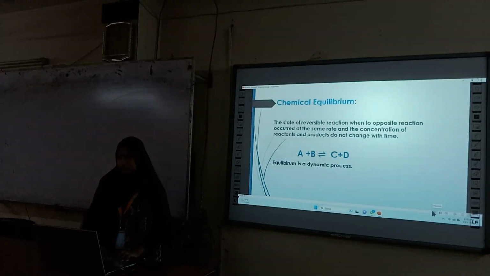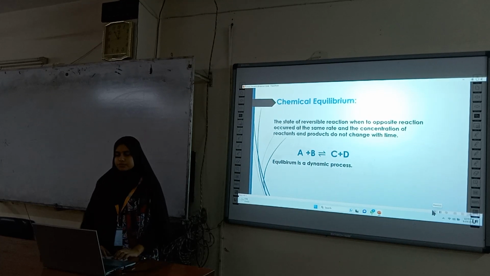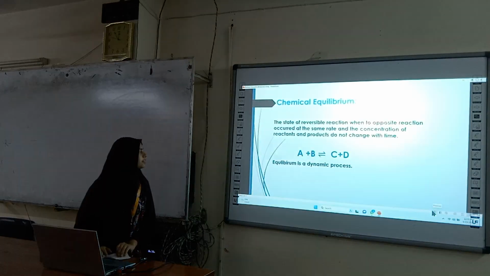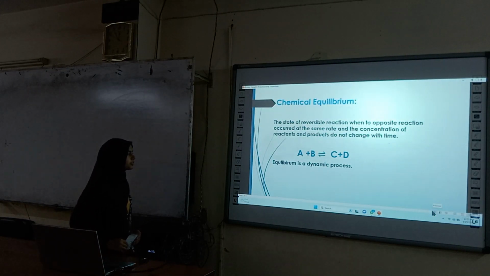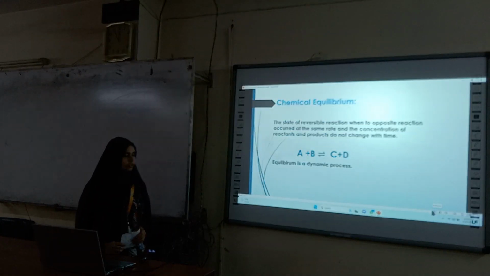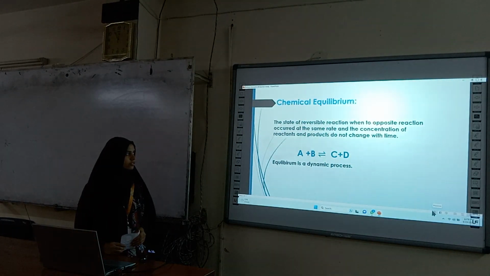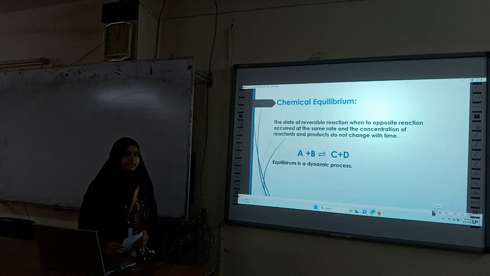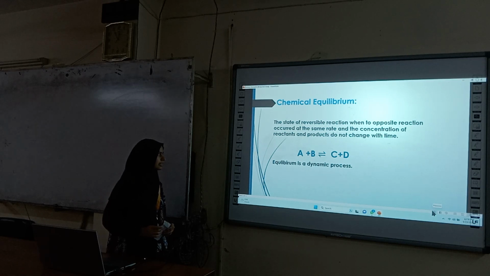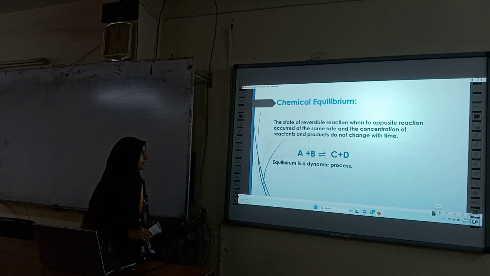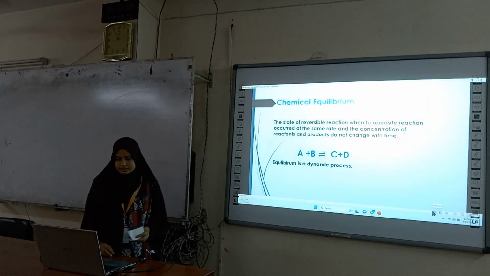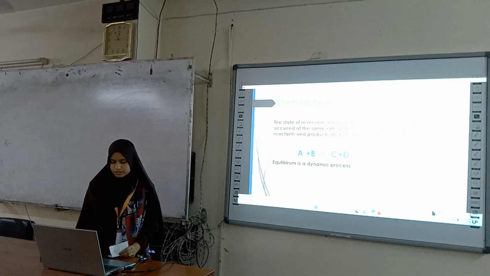If you want to know the chemical equilibrium constant, first of all we have to know what chemical equilibrium is. From this slide, we can see that in a reversible reaction, when two opposite reactions occur at the same rate and the concentrations of reactants and products do not change with time, it is chemical equilibrium. We saw that A plus B equals C plus D. Here, the reactants are A and B and the products are C and D. And equilibrium is a dynamic process.